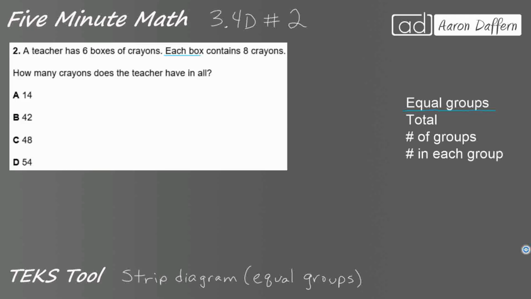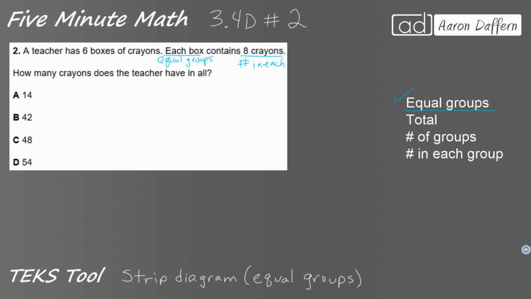So we're going to put both of these together. This each box tells us that we are dealing with equal groups simply because each group has the same amount. Sometimes it'll be just the word each. Sometimes it will say each box has the same amount. It could be very obvious, or sometimes it might just be that word each. Each box lets us know we're dealing with equal groups because each group has 8 crayons. So this is the number in each group.